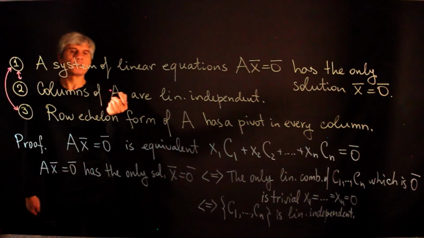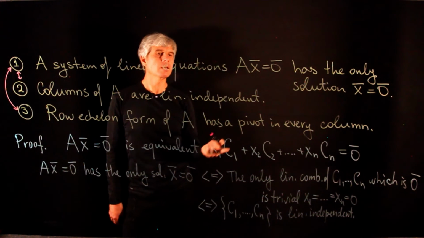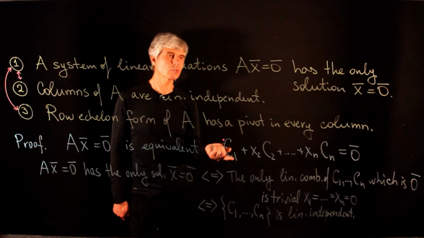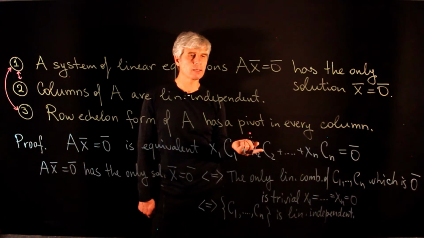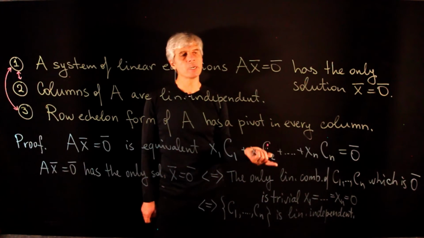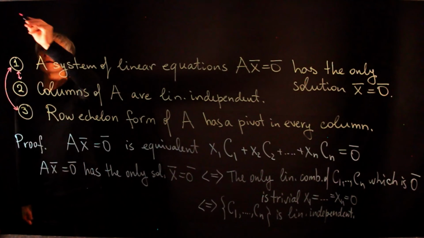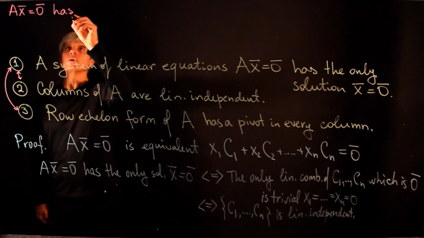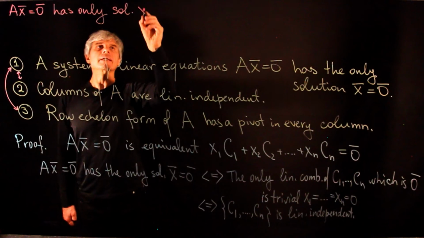So how do we solve a system of linear equations? Well, we bring this matrix to row echelon form or reduced row echelon form, and then we decide which variables are free, which are leading, then we assign parameters to free variables, and we get the general solution. So what we see is, Ax equals 0 has only solution x equals 0.